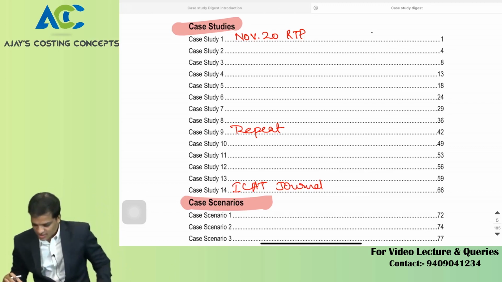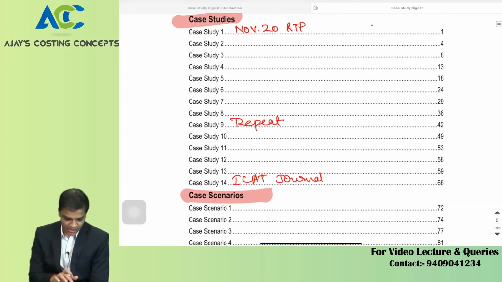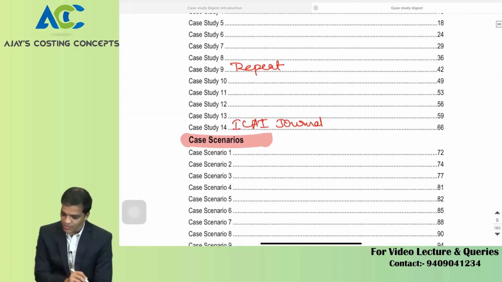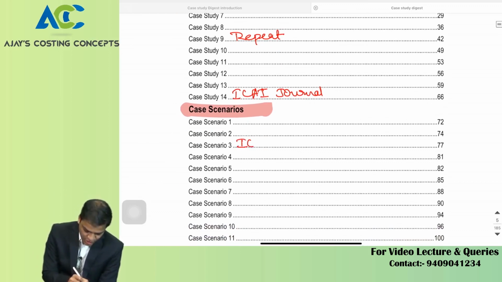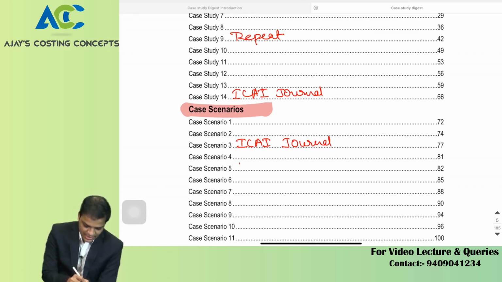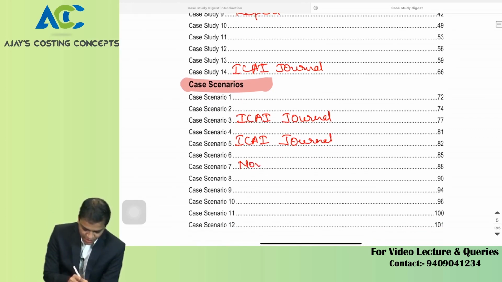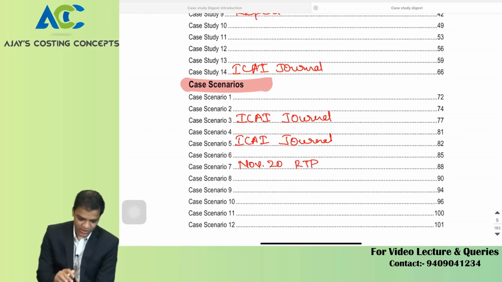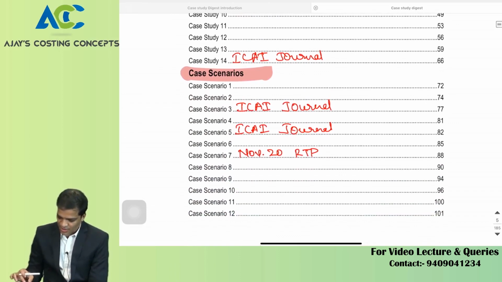Then we have question number 2. You might notice when I am repeating this, it will become easy for you also. Question number 2 and question number 3 of case scenario are again ICAI journal questions, right? Question number 5, ICAI journal question, right? Question number 7 is a November 20 RTP question. So these are the 3 and 6 questions from case scenarios and case studies.